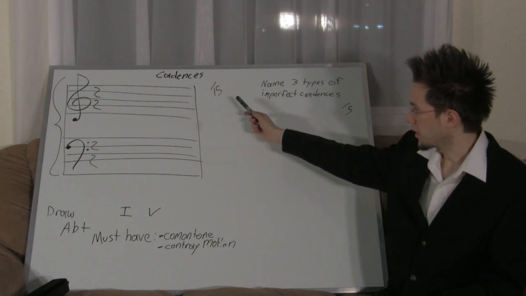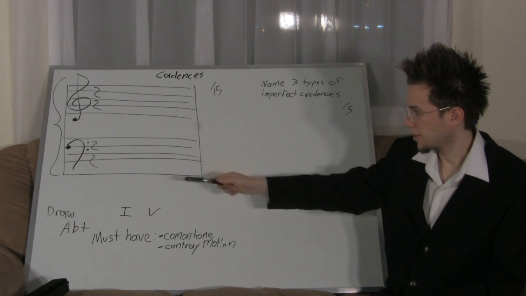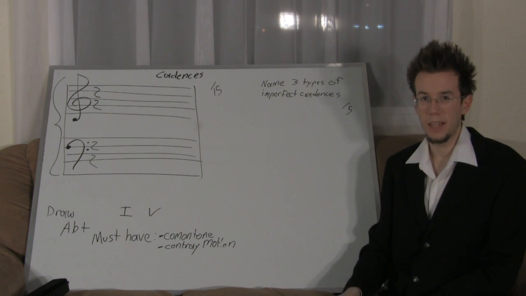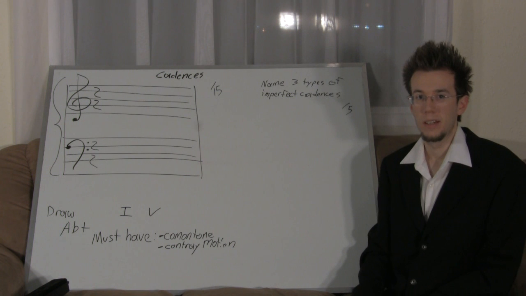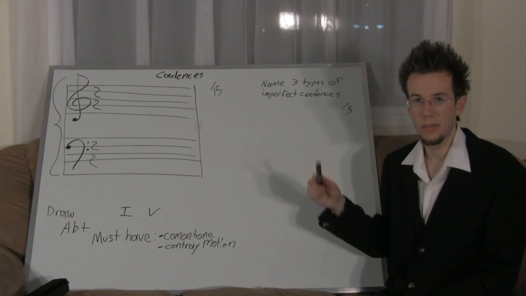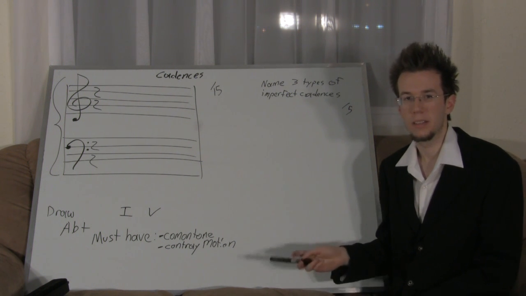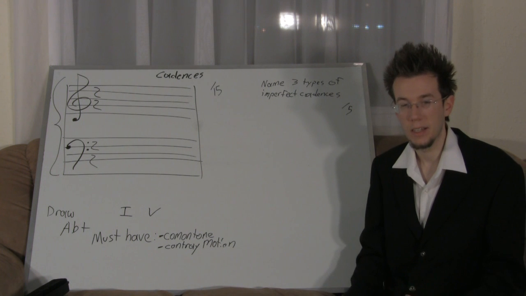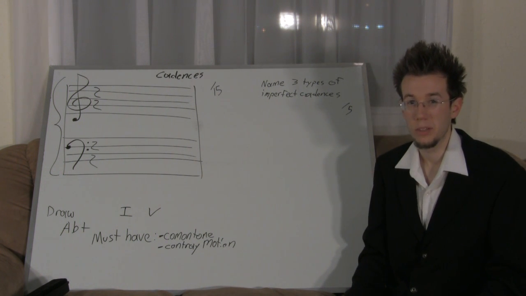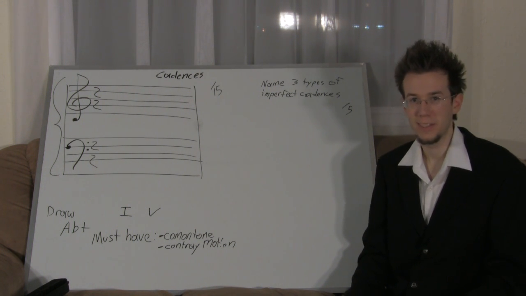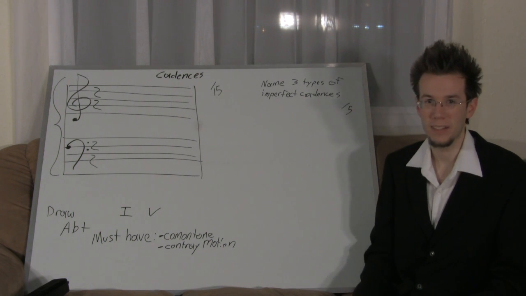That one is worth 15 marks, because this is a very important exercise. Doing cadence writing and all that other stuff is important. So make sure that you have your stems going in the right directions, and all the voice leading is nice, and all that other stuff. So, let's move along to the next one. Make sure you write that down and draw that out.